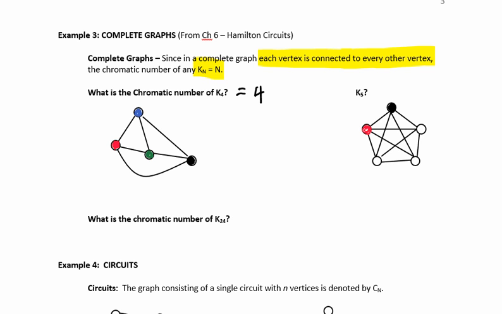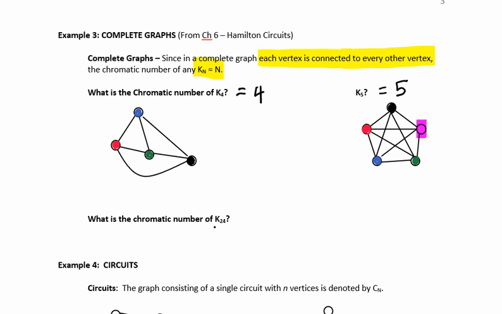And if I make this one red, none of the other ones can be red because they're all connected. I can make this one blue, but none of the others can be blue. We could make this one green, but none of the others could be green. And I could make this one pink, but none of the others could be pink. So the chromatic number for a complete graph with 5 vertices is going to be 5.